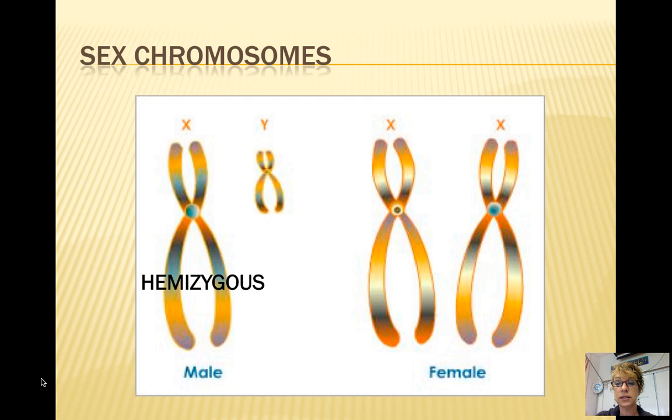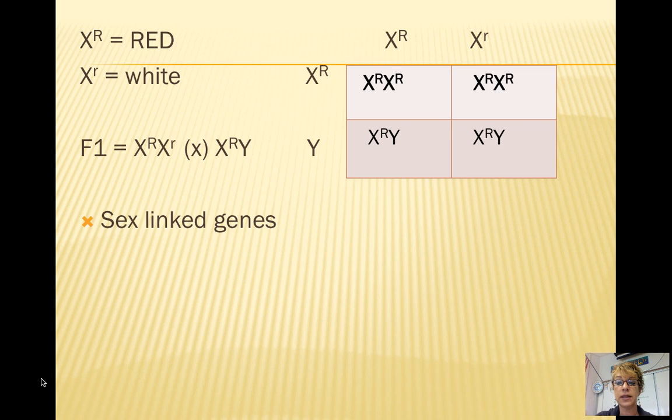In Morgan's flies, the alleles for eye color would look like this. X with the superscript capital R would be red, and X with the superscript lowercase r would be white. If you crossed a heterozygous female with a red-eyed male, you would get 2 red-eyed females, 1 red-eyed male, and 1 white-eyed male. This is what was responsible for the results that he had.